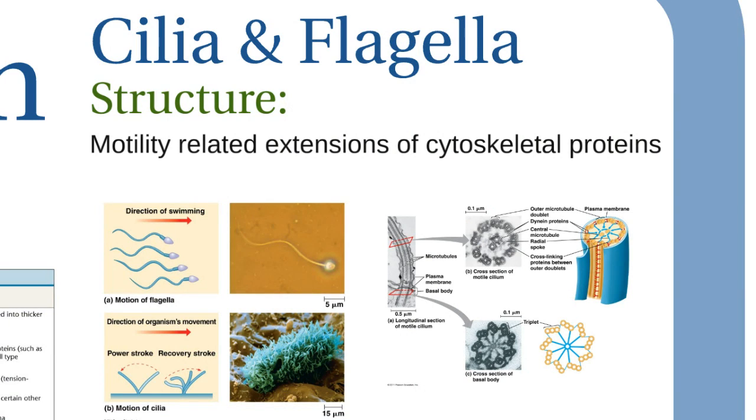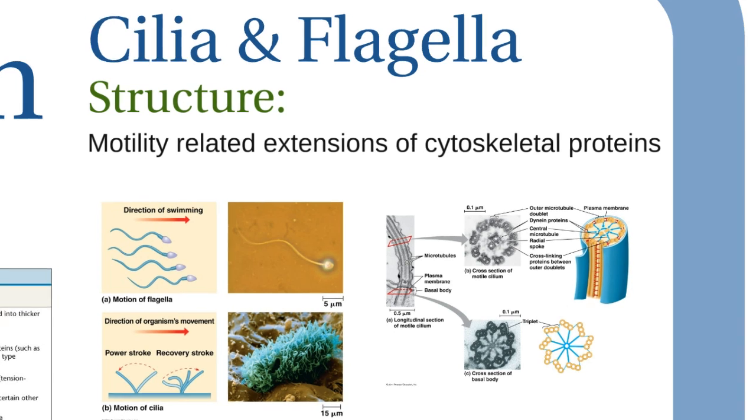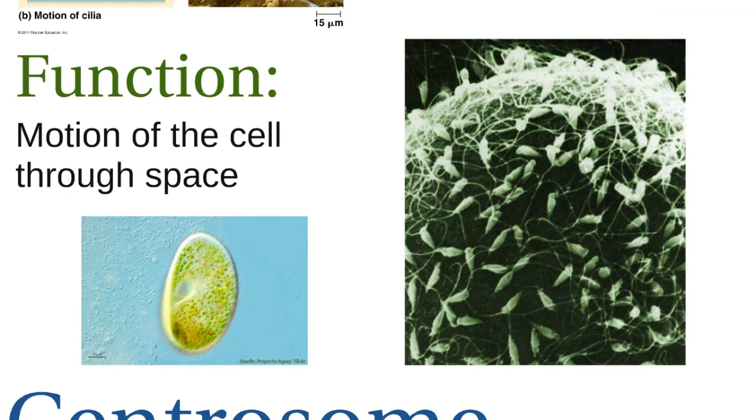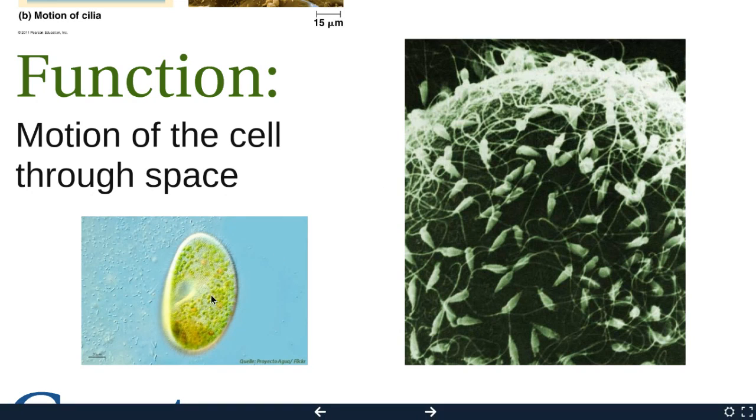Another structural support piece is the cilia and flagella, and these are support pieces that relate to motility. They're extensions of the cytoskeleton, basically. These extensions to the outside of the cytoskeleton actually allow for movement. And so here it's just extensions of the microtubules in an organized fashion. What they do is let cells move through space.